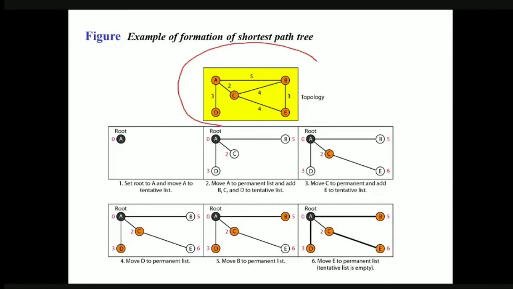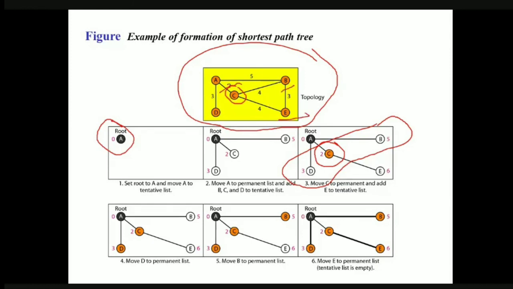This is the complete topology. Initially we moved the root node A to the tentative list, and then we found all the neighbors of the root node A. Then we moved root node A to the permanent list, and among all the tentative list values, we found the shortest value. This is C. Now we again find all the neighbors of C. What are the neighbors of C? A, B, and E. As A is already processed, we are only left with B and E. So now C is moved to the permanent list.